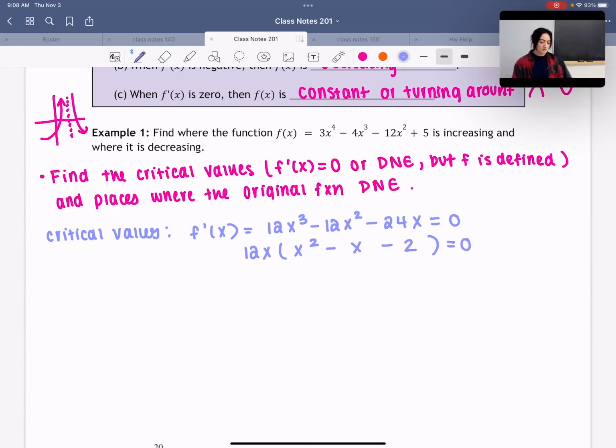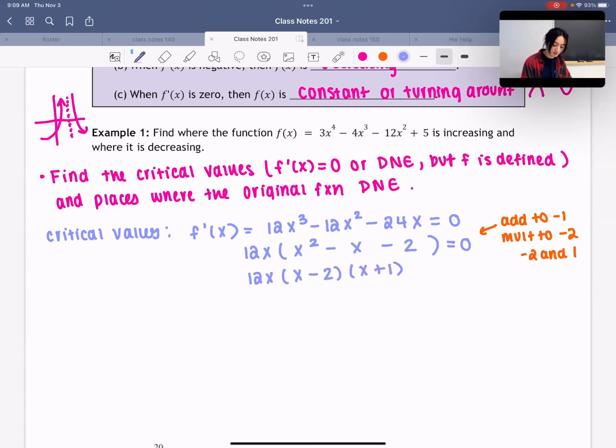All right. Maybe I can factor that x squared minus x minus 2. For those of you who need the adding and multiplying, we're looking for two numbers that add to what number? -1. -1, right? And multiply to? -2. -2, good. And what two numbers do that? -2 and 1. Yeah. So it looks like my factors are 12x, x minus 2, and x plus 1. And that's how I get my factors here.